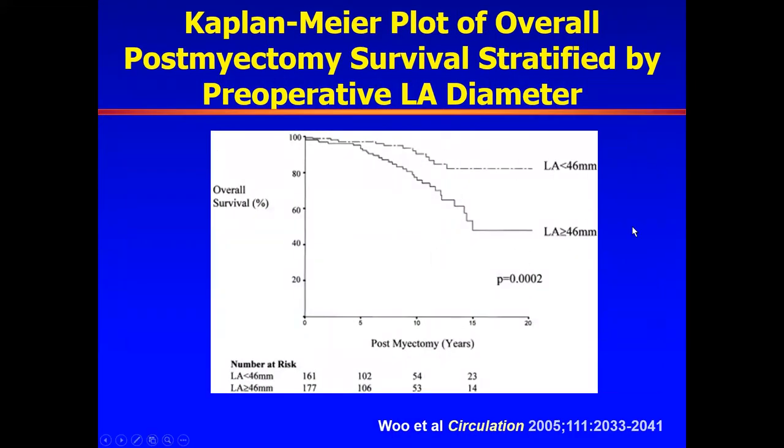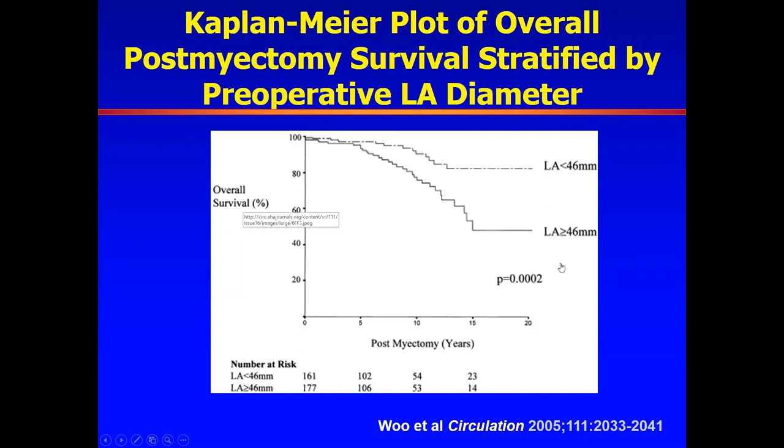A surrogate of diastolic function is the left atrial diameter. You can say, however, that the LA size is not just an indicator of diastolic function, but also other abnormalities such as mitral regurgitation, for example. It's a study from the Toronto group where they looked at the left atrium anteroposterior diameter, so a very crude measure even of LA size. And you can see here that the overall survival is much worse when the left atrium remains dilated to this level, 46 millimeters, after myectomy.